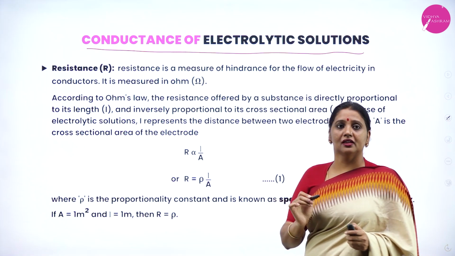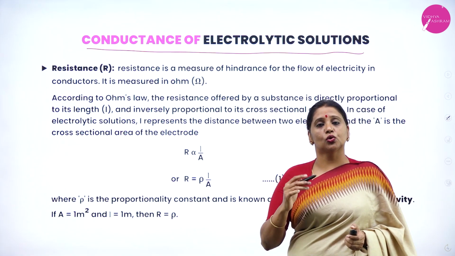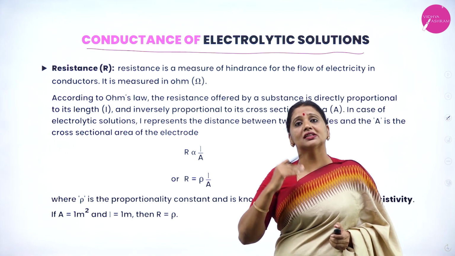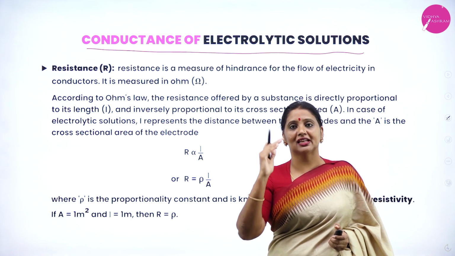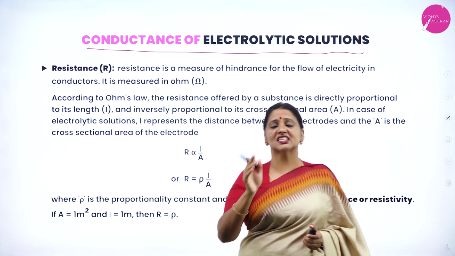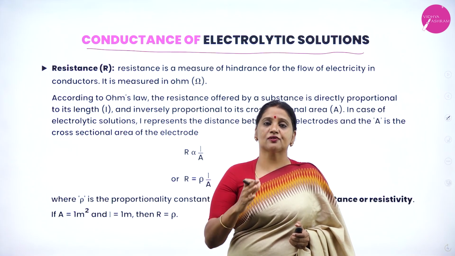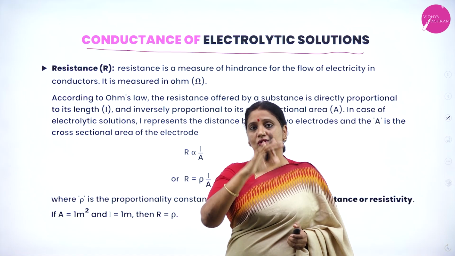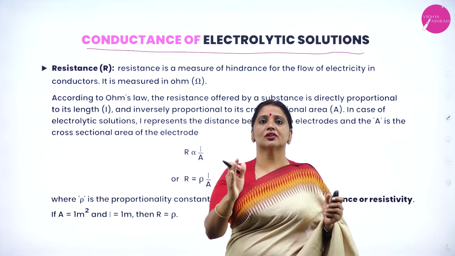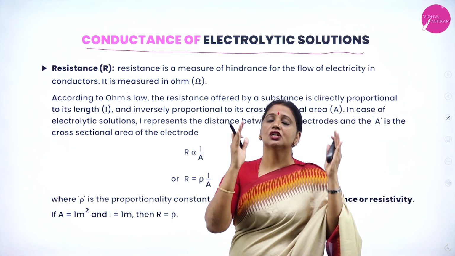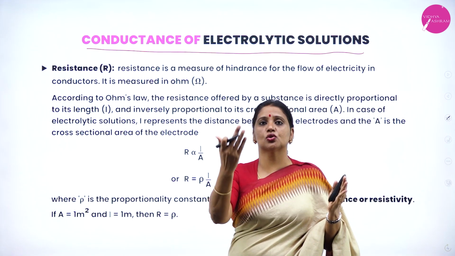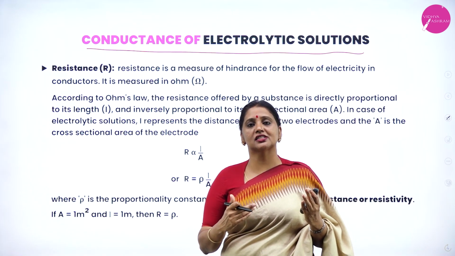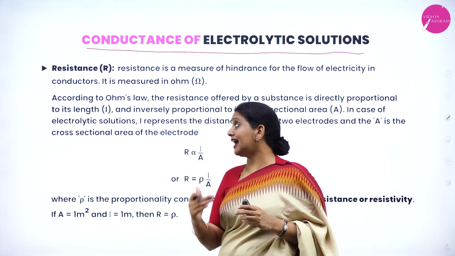The first topic, conductance of electrolytic solutions. What are electrolytes? Already you know that electrolytes are the substances which conduct electricity either in their aqueous state or in their molten state. We have two types of electrolytes: strong electrolytes as well as weak electrolytes. Strong electrolytes are those which undergo complete ionization. Weak electrolytes are those which undergo partial ionization.